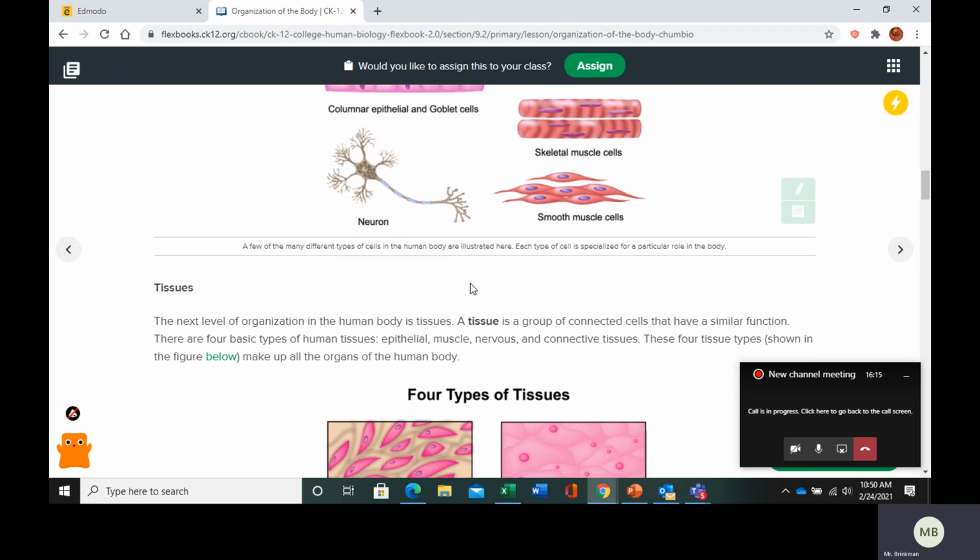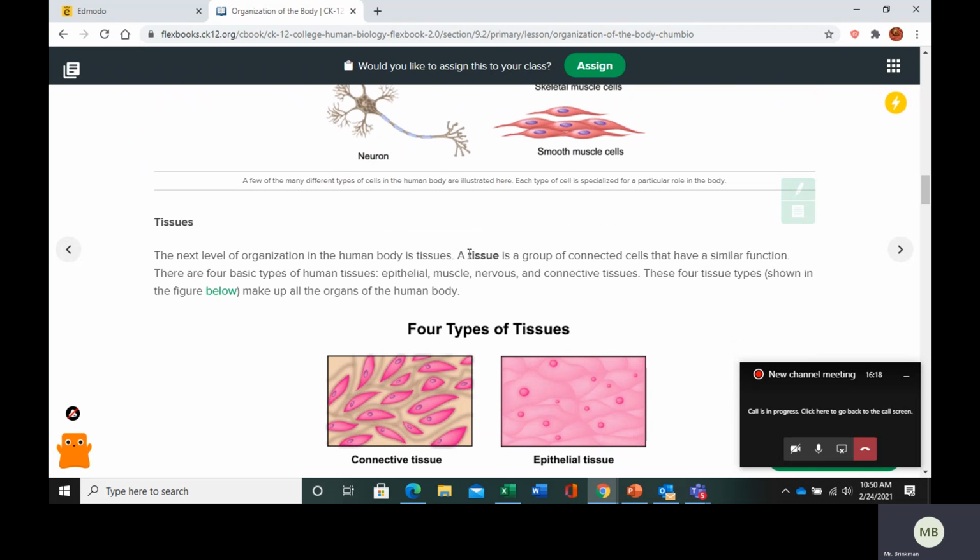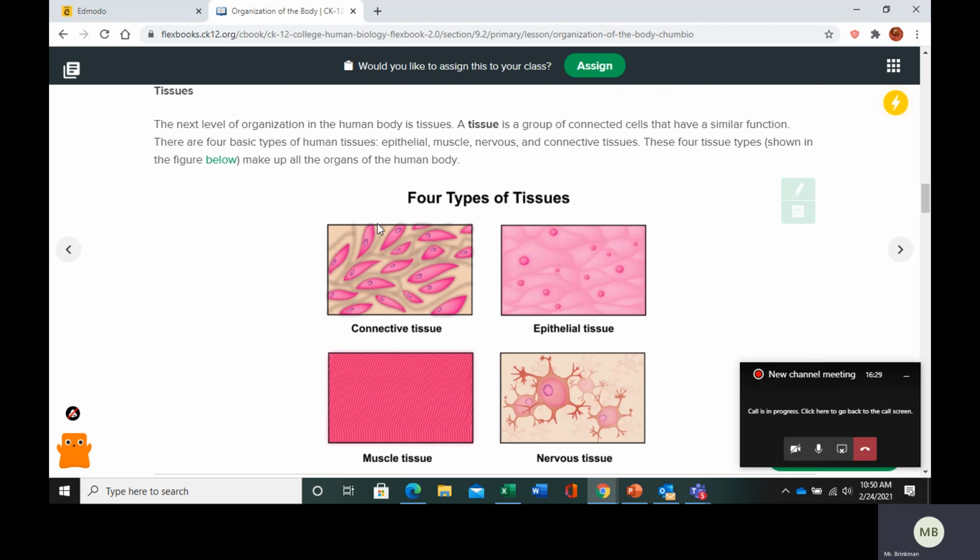All right, when we combine a bunch of cells together, we get what is called a tissue. All right, so tissue is going to be a group of connected cells that have a similar function. So we have 4 basic types of tissues in the human body. We have connective tissue. This is what connects things. We have epithelial tissue. This is the lining of things. We have muscle tissue, which is, well, obvious. It makes things move. And then we have nervous tissue that sends messages throughout the body.